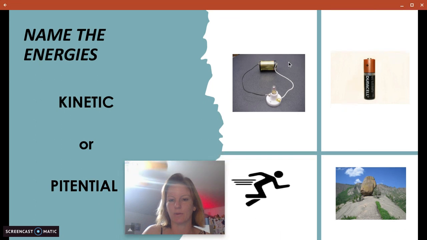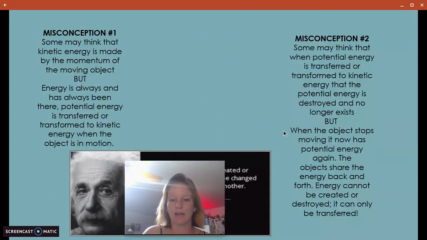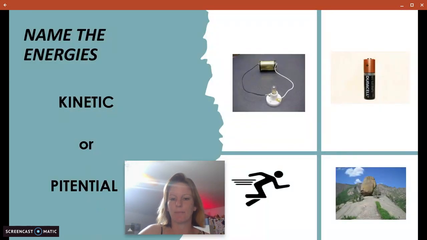Let's look at this one. This is a battery that's lighting up a light bulb. So do you think this is potential energy or kinetic energy? Take a second, think about it. If you said kinetic energy, you'd be correct.